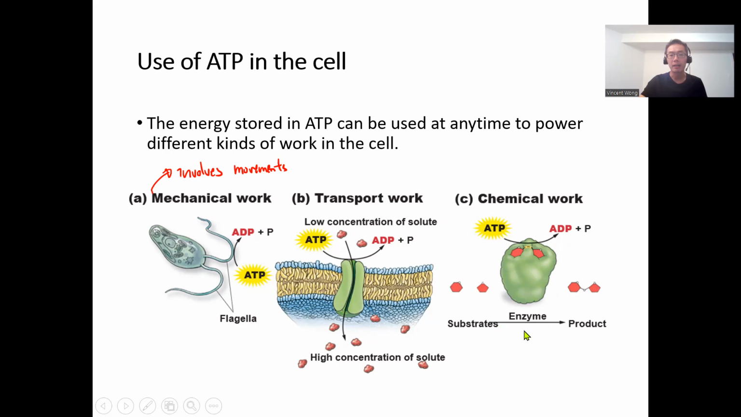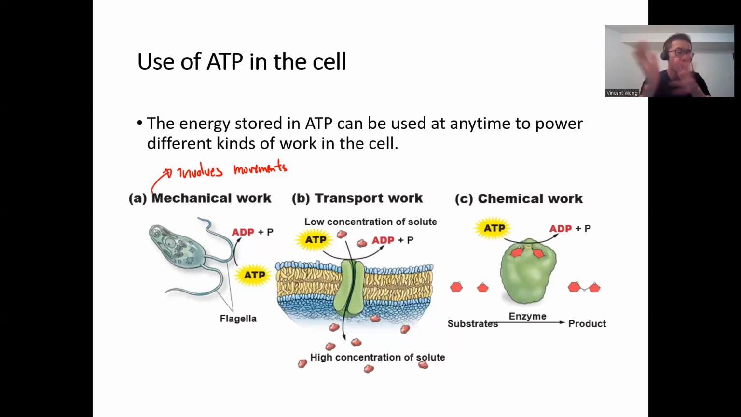And here we have chemical work, okay? We previously talked about enzymes. They are able to speed up chemical reactions by lowering the activation energy, right? But nothing is free. Something has to be supplying that energy. And in some cases, it would come in the form of ATP.